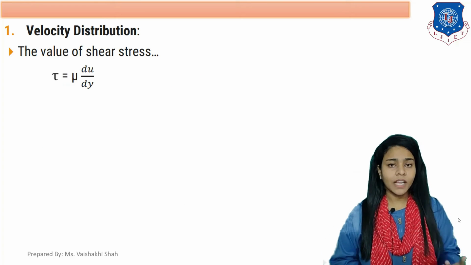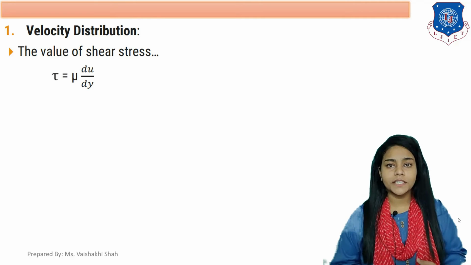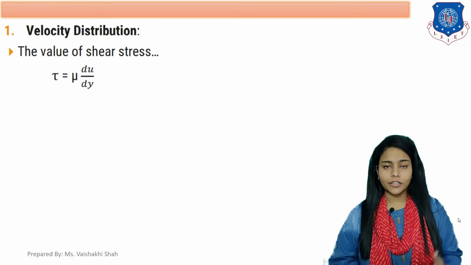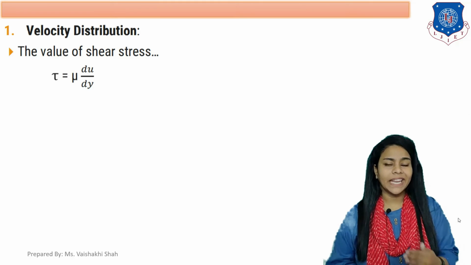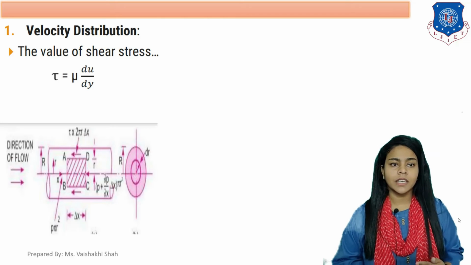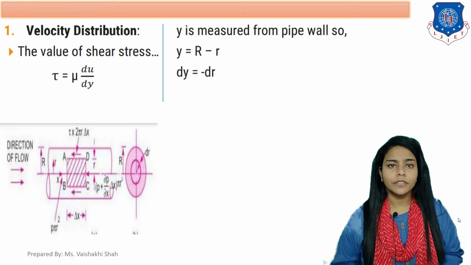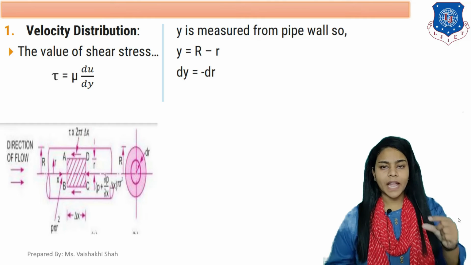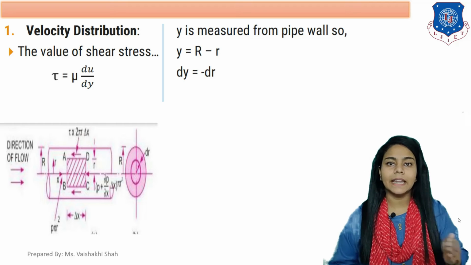Now, first in the Hagen Poiseuille equation, we will find the velocity distribution. As we know, Newton's law of viscosity is tau equals mu into du by dy. This is Newton's law of viscosity. So this is your diagram for the circular pipe. As we know, capital R is the radius of the circular pipe and small r is the radius of your element A, B, C, D.